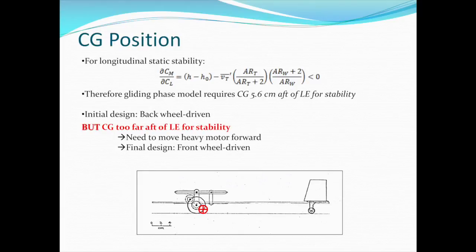Our calculations for the initial design showed that the CG was too far aft of the aerodynamic center, and that in order to achieve stability, the motor needed to be moved forward. After switching to a front wheel-driven design, the CG was found to be at 6 centimeters from the leading edge, as shown on the figure.